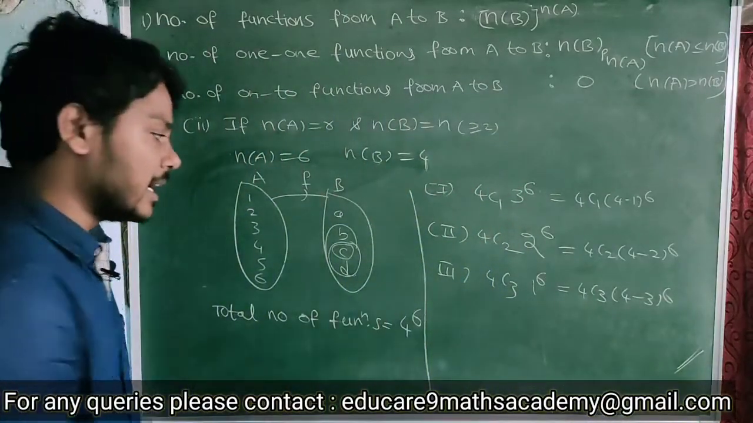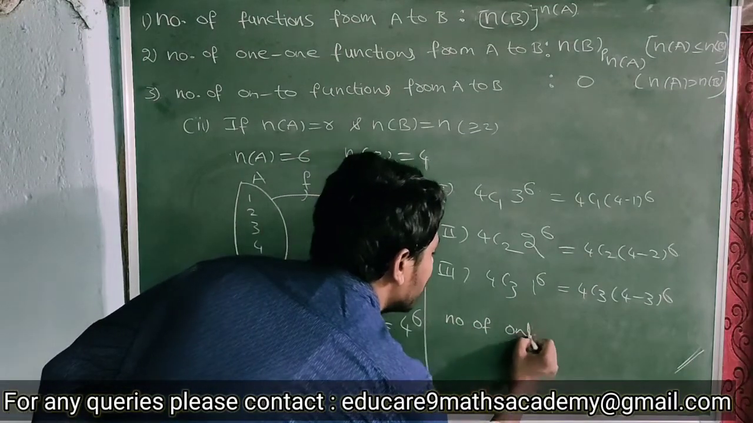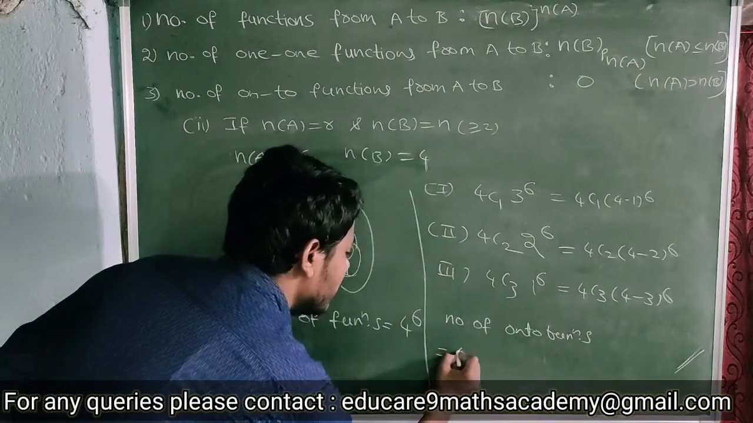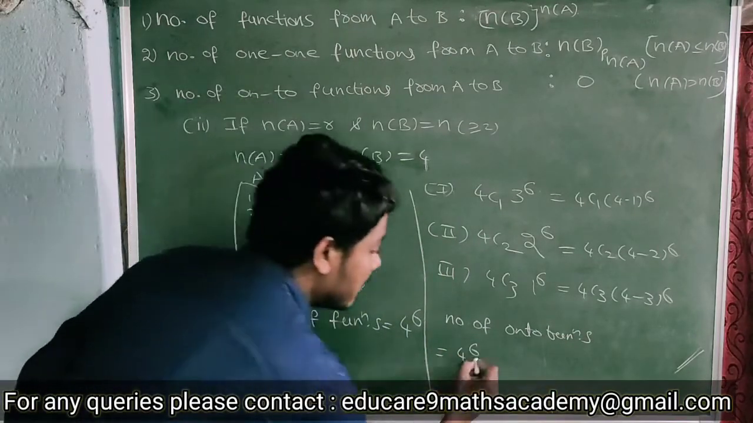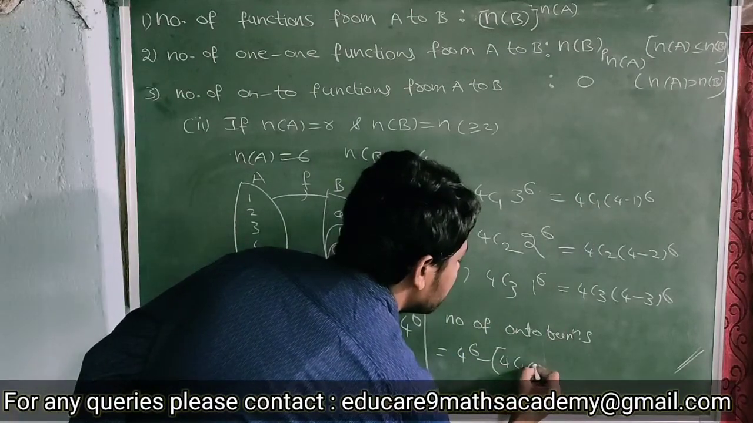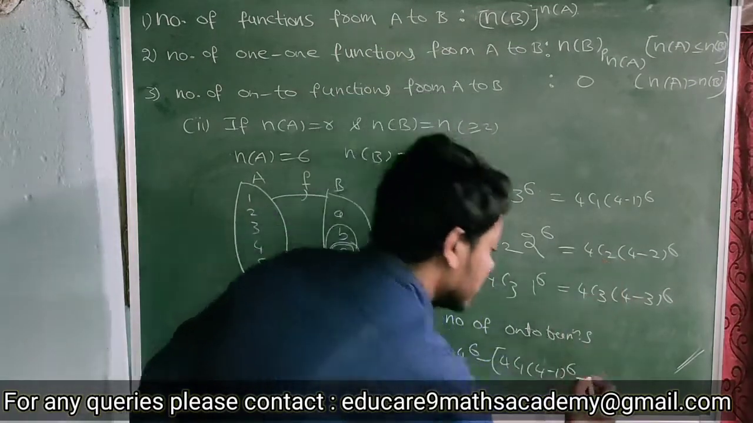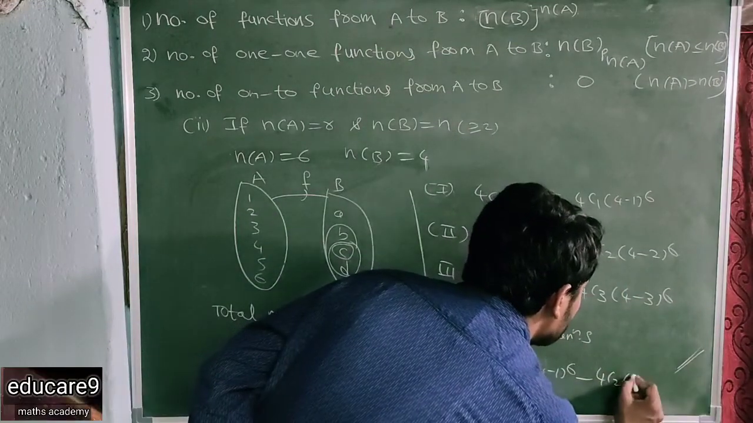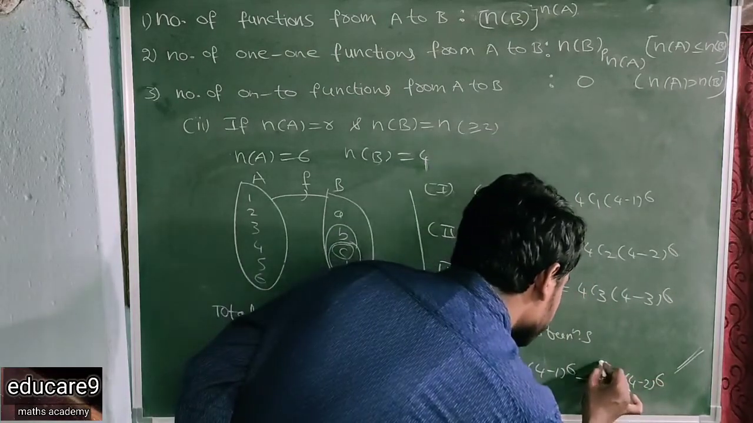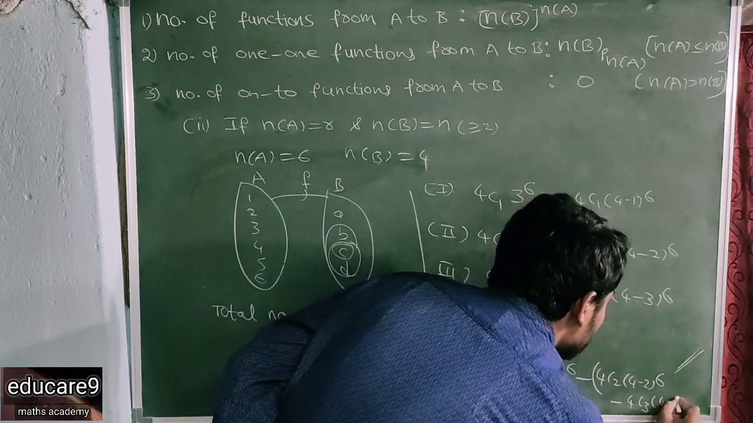Now this can be written as the number of onto functions is 4 power 6 minus this one, 4C1, 4 minus 1 power 6. So minus this one, 4C2, 4 minus 2 power 6, minus this one, 4C3, 4 minus 3 power 6.